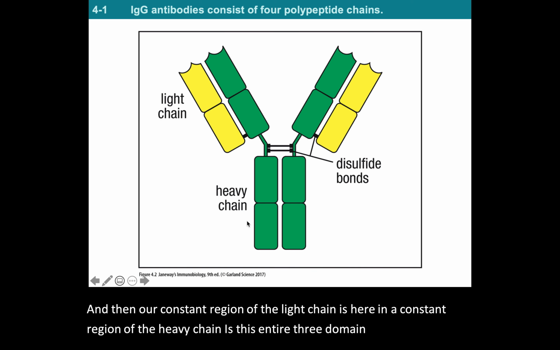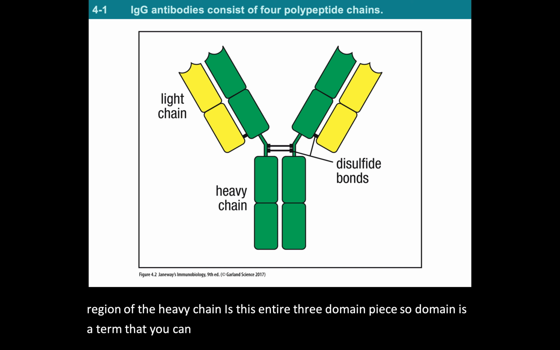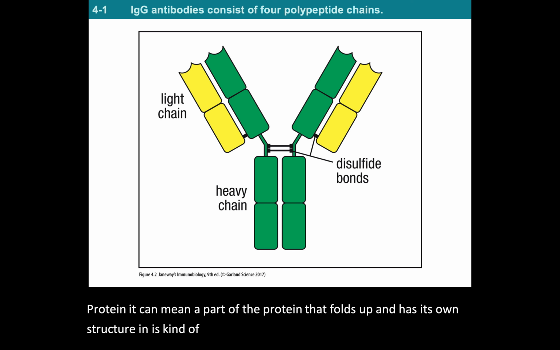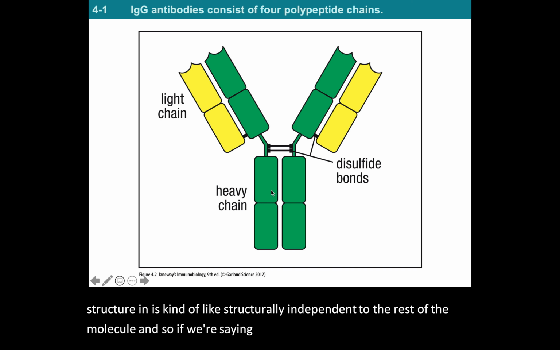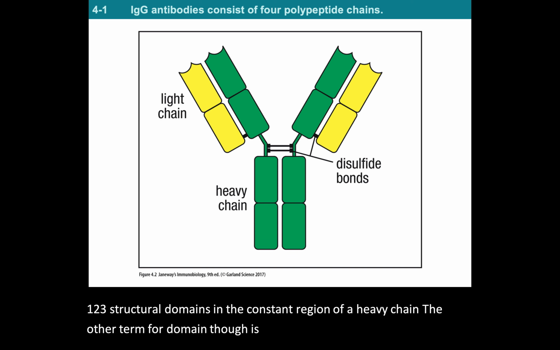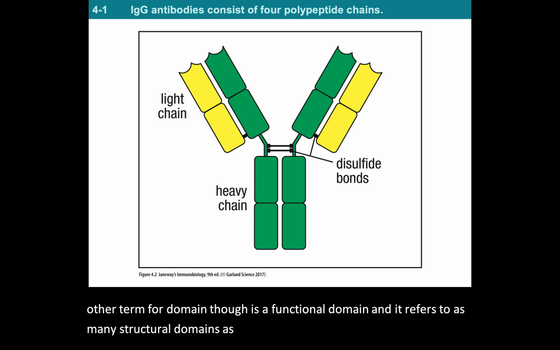Domain is a term that you can use in different ways for a protein. It can mean a part of the protein that folds up and has its own structure, and is structurally independent of the rest of the molecule. If we're saying structural domains, we would say 3 structural domains in the constant region of a heavy chain. The other term for domain is a functional domain, and it refers to as many structural domains as you need to be able to do a particular job.